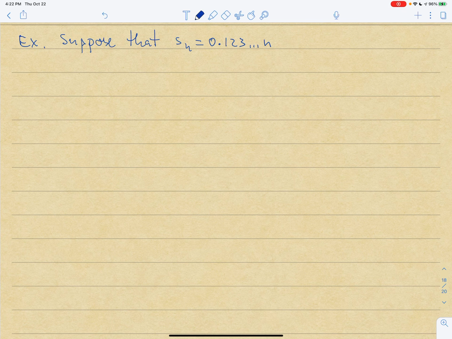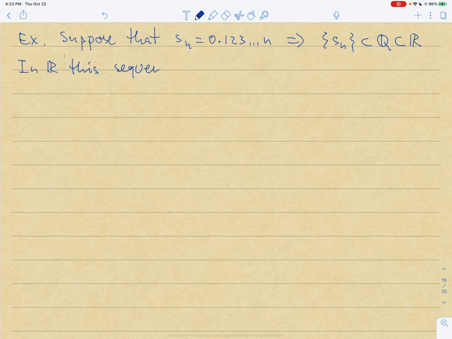And of course, one other thing is that because it's a subset of the rationals, it's also a subset of the reals, because the rationals are a subset of the reals. Okay, so if I look at this sequence in the set of all reals, in R, this sequence is going to converge. So it converges to what? It converges to 0.123 and so on.